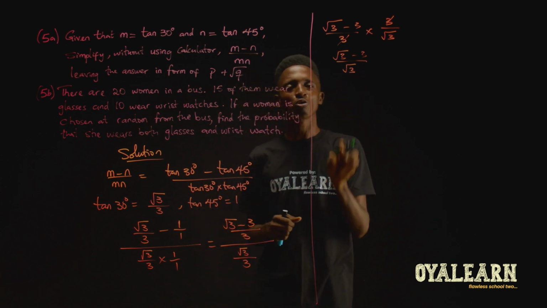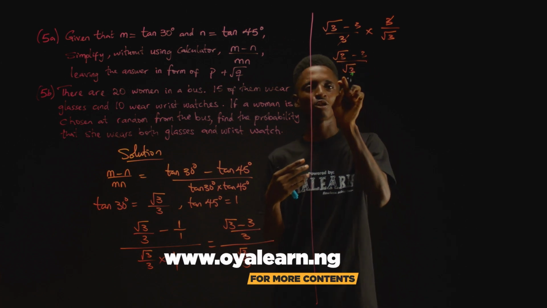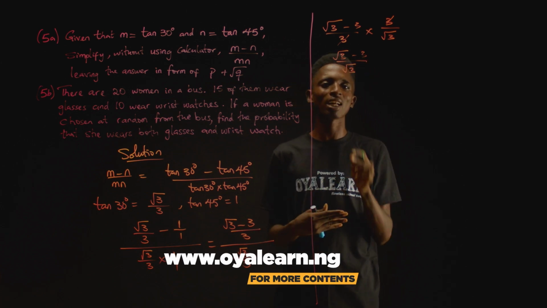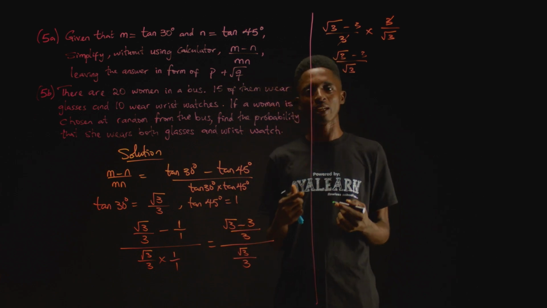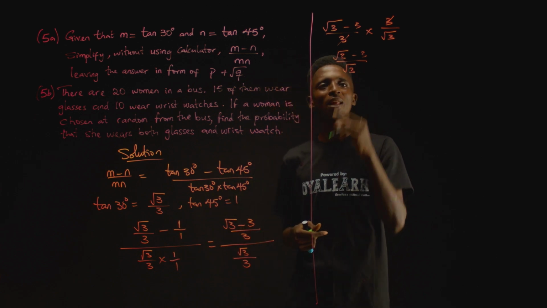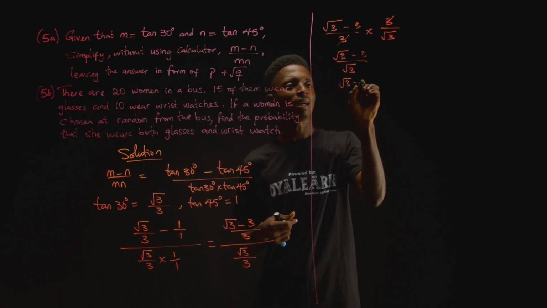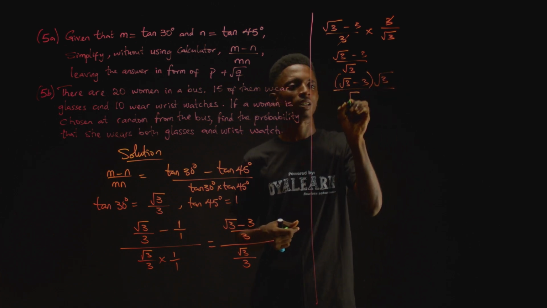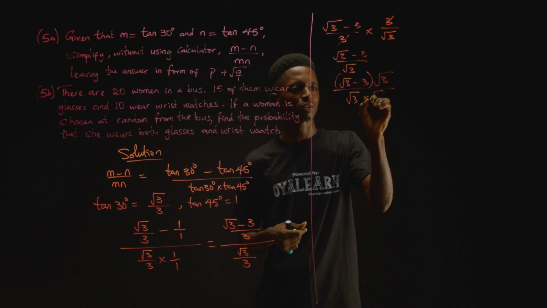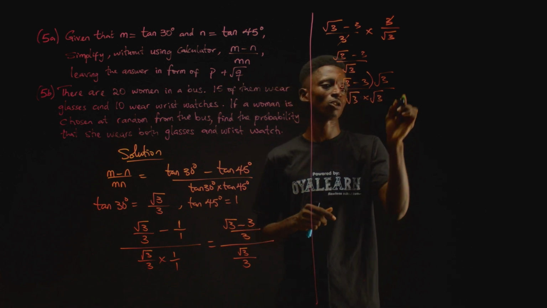Now, in mathematics, you do not leave your answer such that the denominator has a surd form. So what we do in order to eliminate the surd in the denominator is to multiply by the conjugate surd. So when we multiply this by the conjugate surd, we should have root 3 minus 3 multiplied by root 3 all over root 3 multiplied by root 3. This way we would eliminate this surd at the denominator.